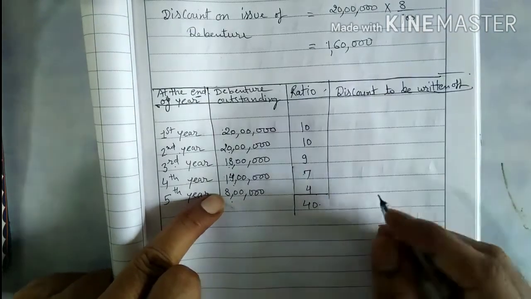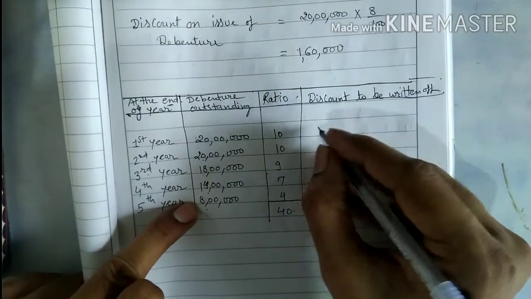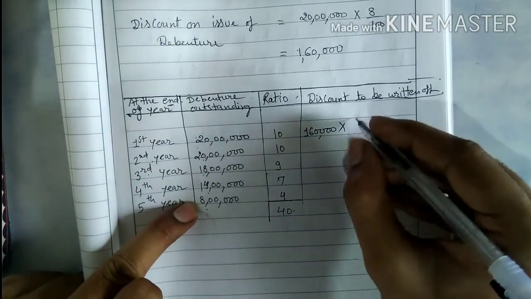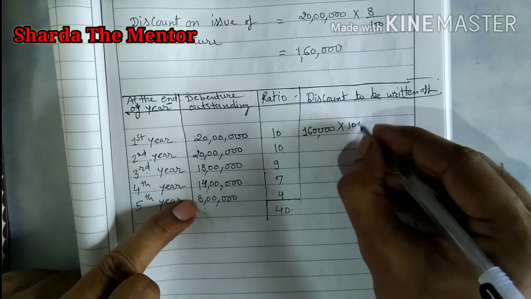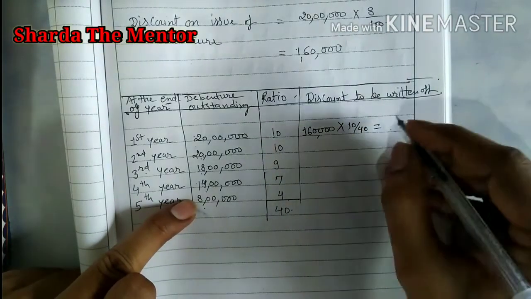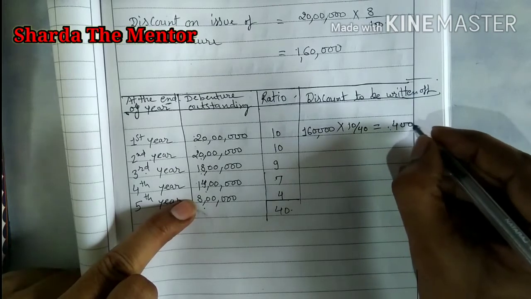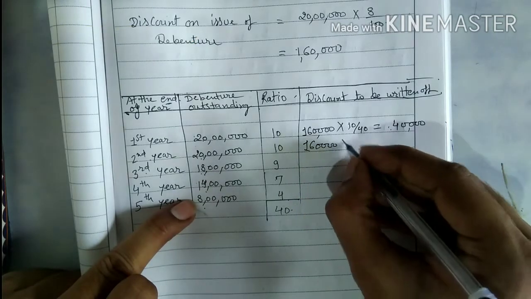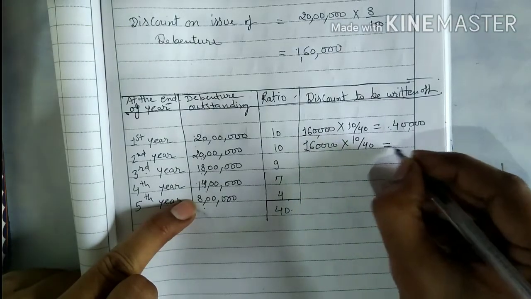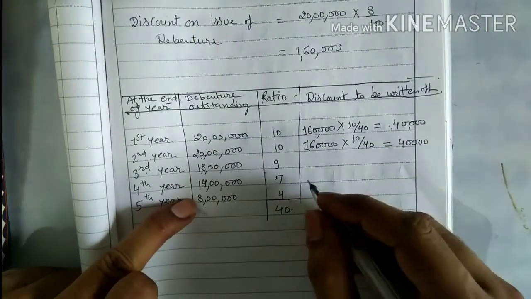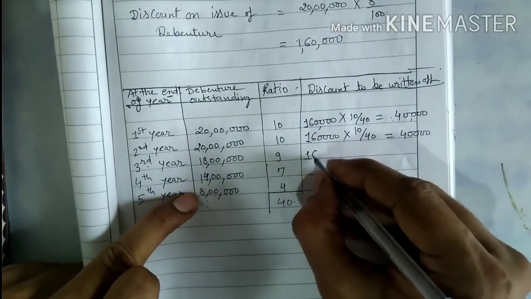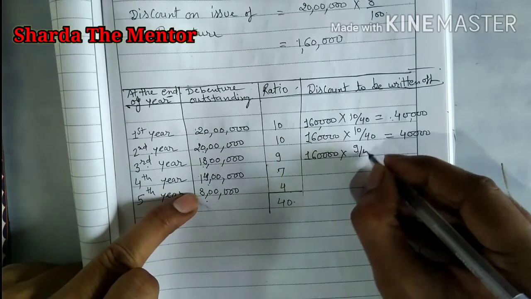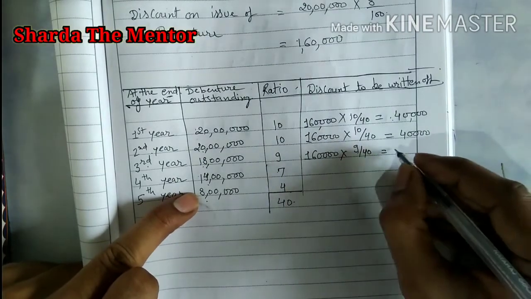That discount has to be written off, like in the first year the amount is 1,60,000. In that you have to calculate 10 divided by 40, that amount you have to write off this year, that will be 40,000. Then again 1,60,000, same amount, 10 by 40, that will be again 40,000. Then again 1,60,000. So in that way you can find out what amount you have to write off each year.